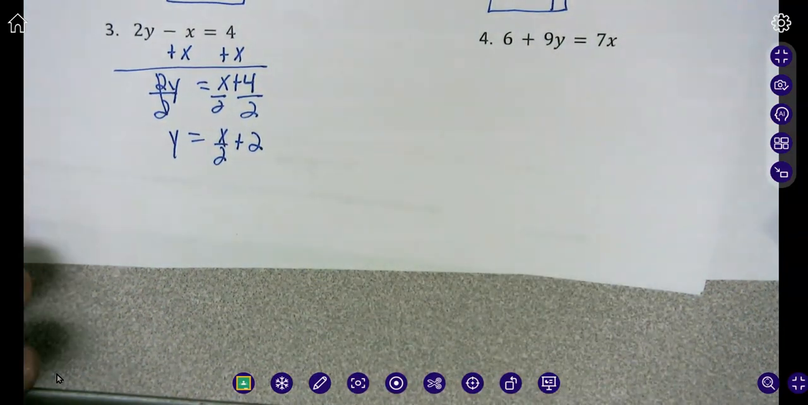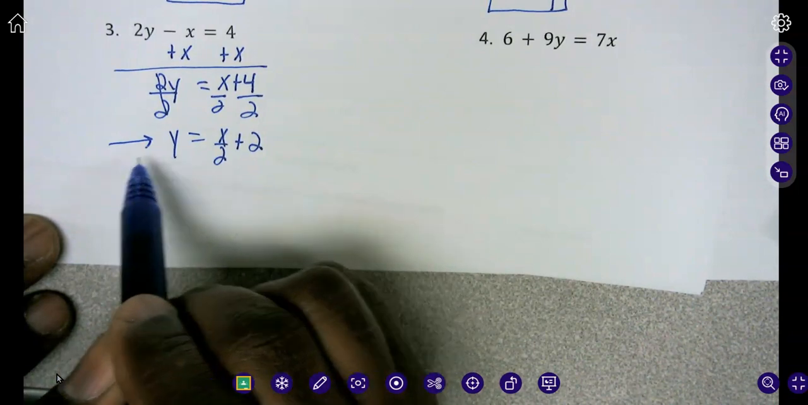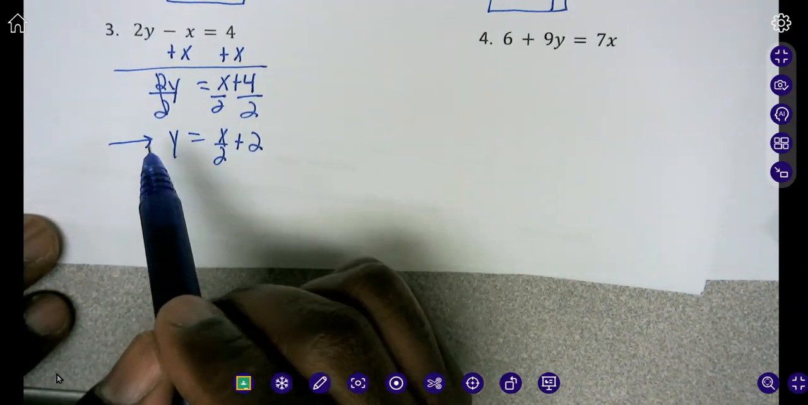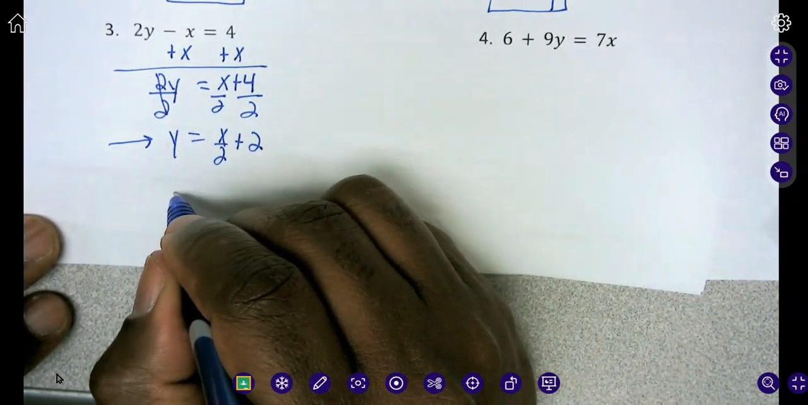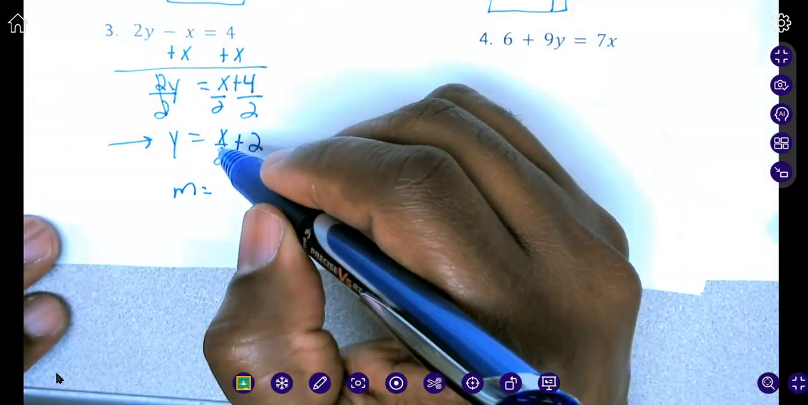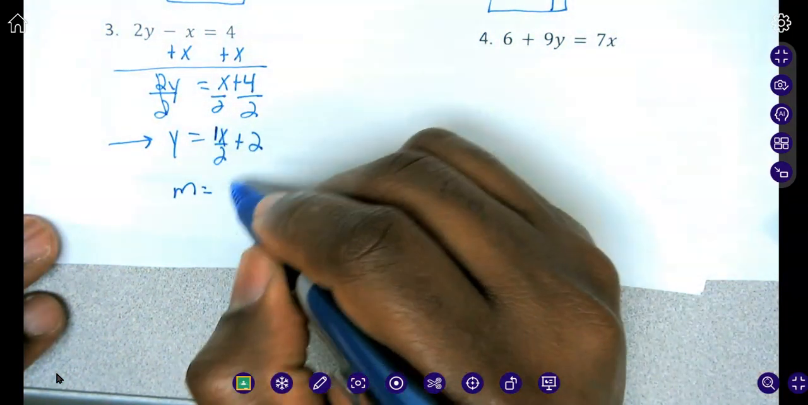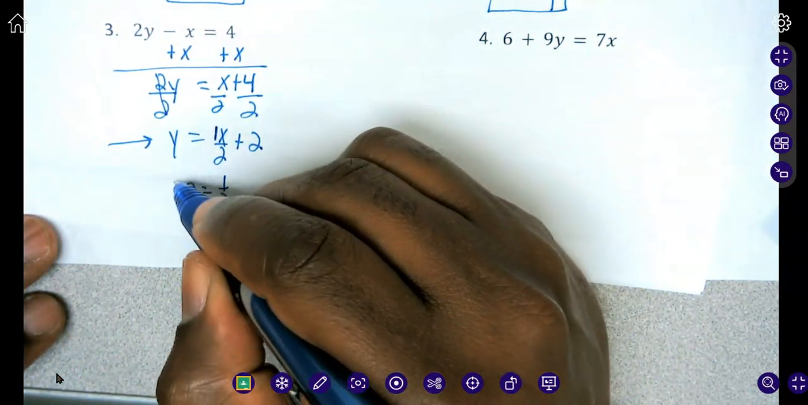Now, a lot of people get confused on this when I ask what the slope is, because this is not your answer if I'm asking you for the slope. Some people say the slope is 2. Some people say the slope is x over 2. Remember, in front of every variable, there's a 1. The slope here is simply 1/2.